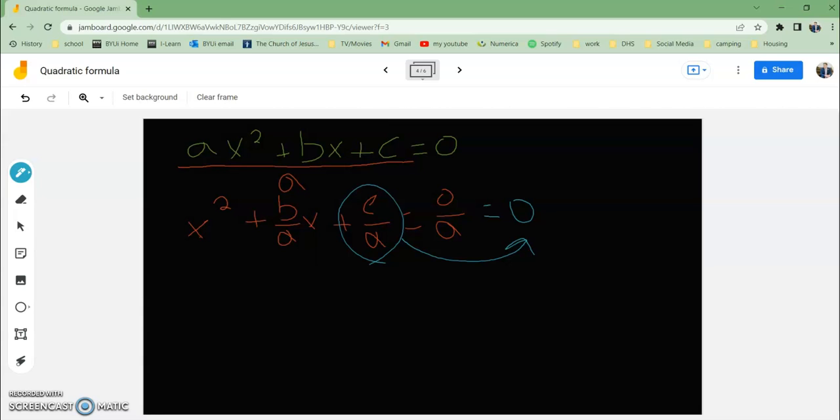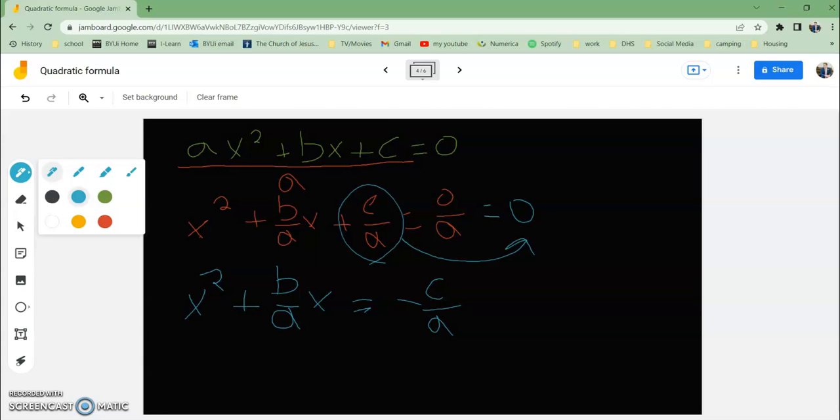And the way we have to do that is we have to subtract on both sides. So now we're left with x squared plus b over a x equals, and now it's a 0 minus c over a, so minus c over a. Okay. And now, in order to complete the square, what we did last time is we took the middle one. So we took this b over a.